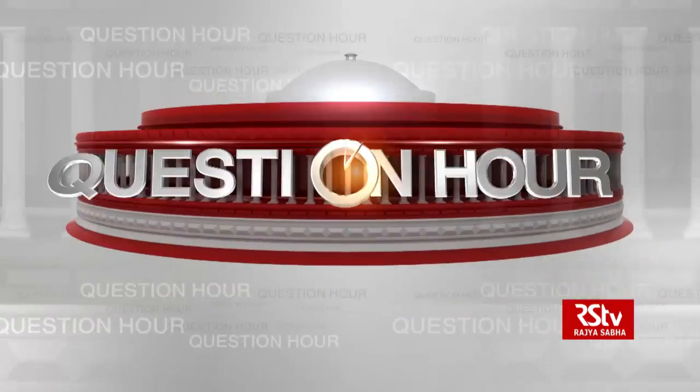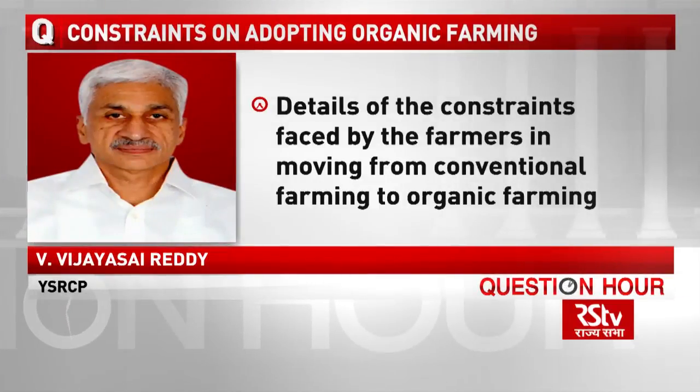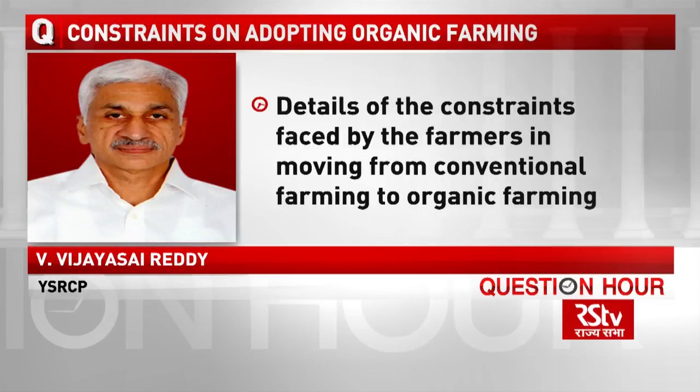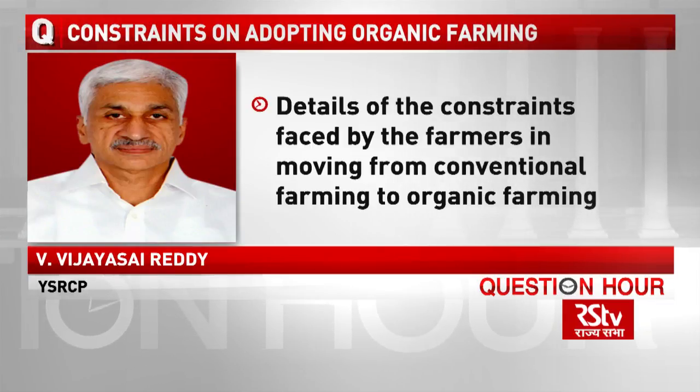Well, the first question of this edition of the show was asked by member Vijayasai Reddy to the Ministry of Agriculture. The member asked, what are the constraints in adopting organic farming, that is, a shift from conventional farming to organic farming, and how is the government helping farmers on this issue? The government has unveiled several steps for promoting organic farming in the country, and this response has been given by Agriculture Minister Narendra Singh Tomar.